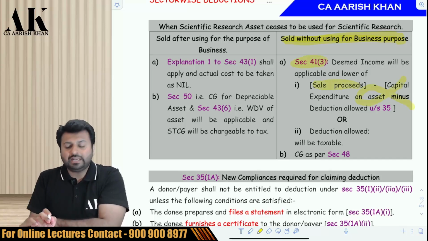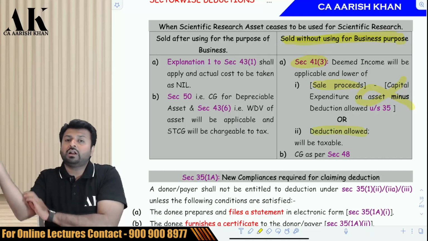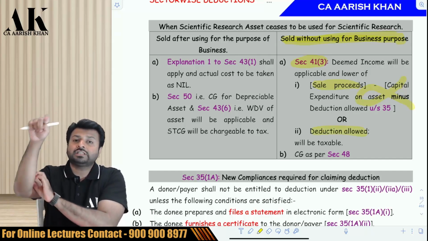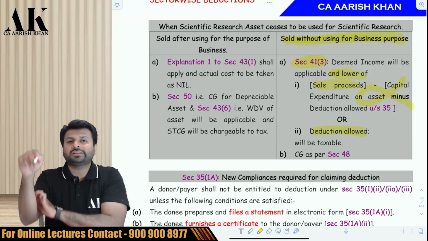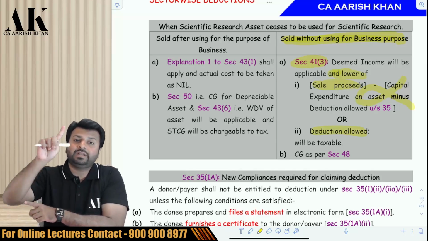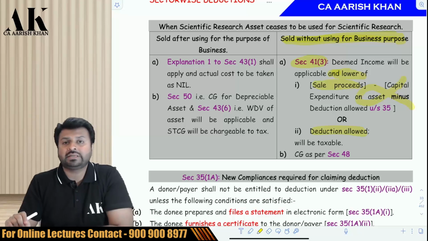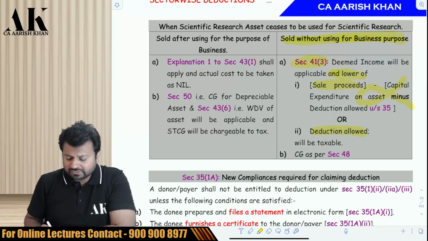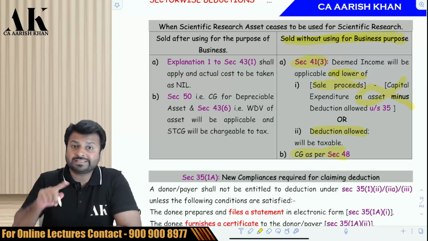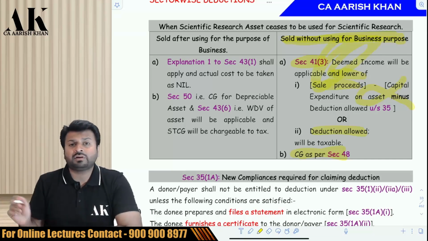How much deemed income? Sale proceeds, forget about this. Sale proceeds are compared with deduction allowed. Suppose deduction allowed was 1 crore and sale proceeds are 1.2 crore, and therefore whichever is lower will come to 1 crore. I will not claim it; in fact, I have to offer that 1 crore as deemed income. And then my capital gains will be computed as per section 48, which is other than block concept, because this asset is not a part of block.